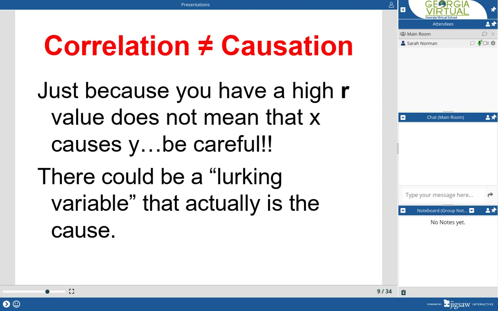So let's not confuse correlation with causation. Just because you have a high R value does not mean that X causes Y. So be careful. There could be a lurking variable that is actually the cause. Correlation just shows that the variables correlate, like one may predict the other, but it doesn't necessarily mean that it causes the other. We can just use it as a prediction.